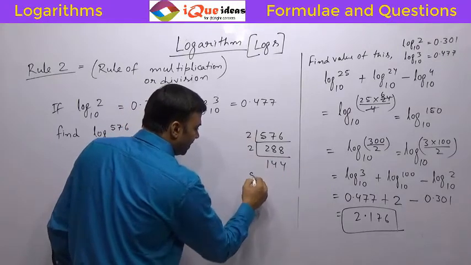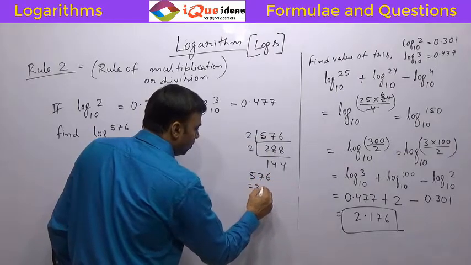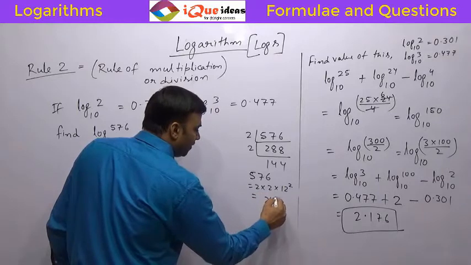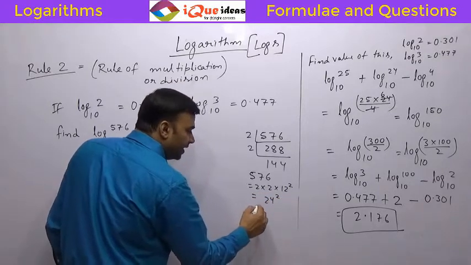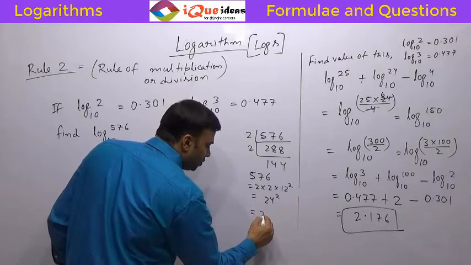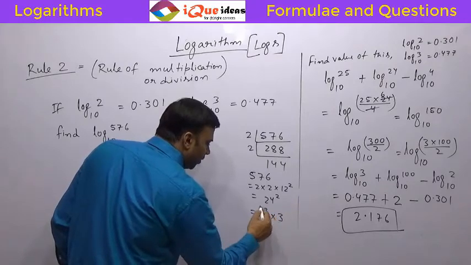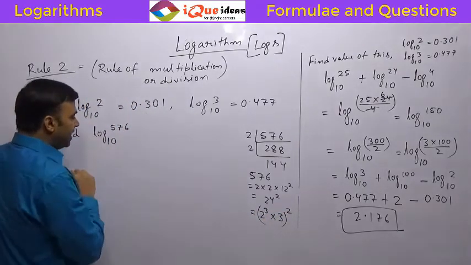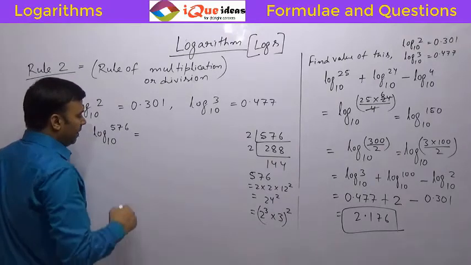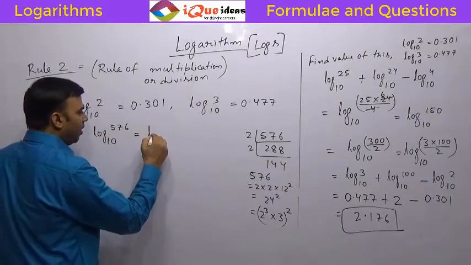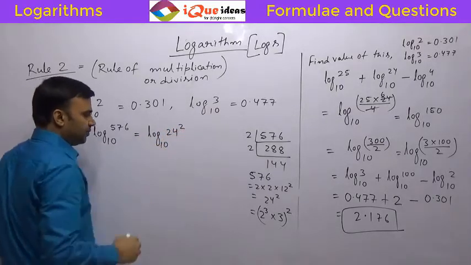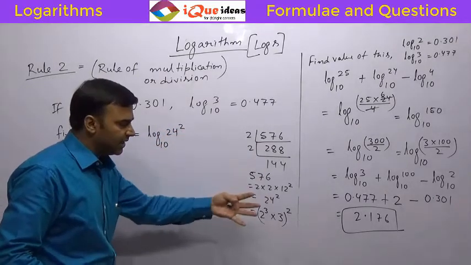So 576 effectively becomes 2 into 2 into 12 square, which is 2 square into 12 square, which is 24 square. 24 itself is 8 into 3. So it is 2 cube into 3 whole square. Right? So this is the factorization of 576. So if I write it here, let's see what happens. Let's write it as log of 24 square to the base 10. I have just explained factorization as an extra thing.